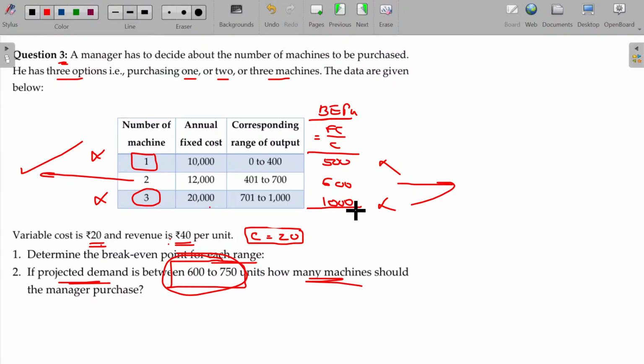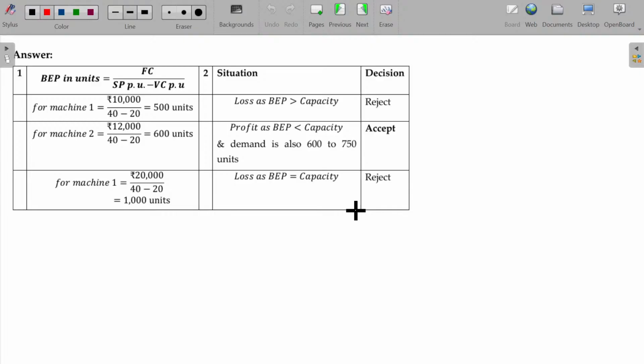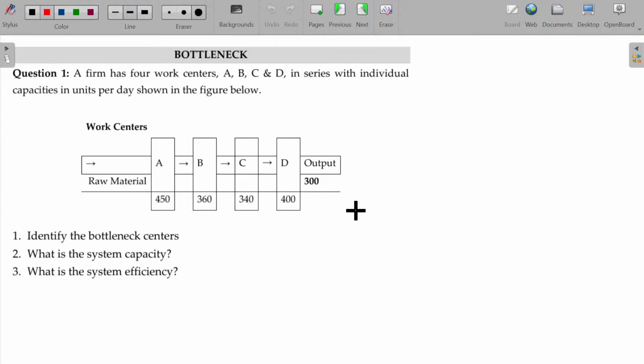Shall I move on to the next one? Now we'll go for the next set of problems. Bottleneck problems. Come on, tell me. Try to answer this. Don't read the answer, just guess the answer first.